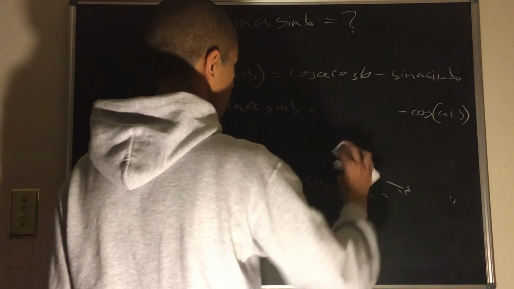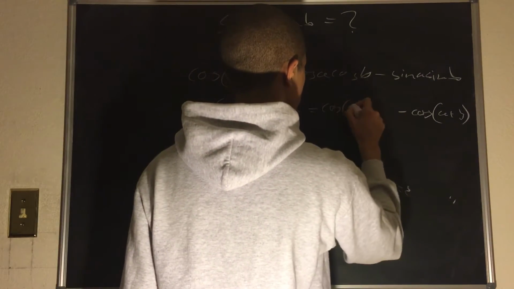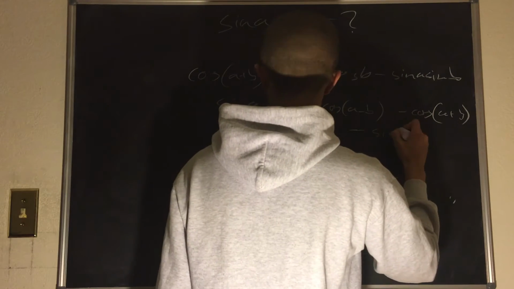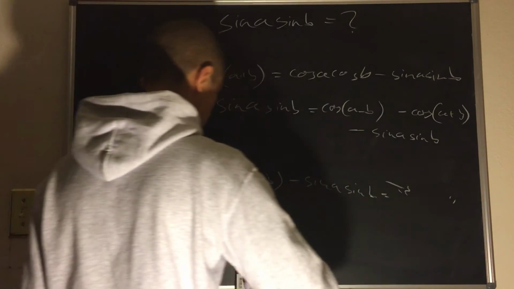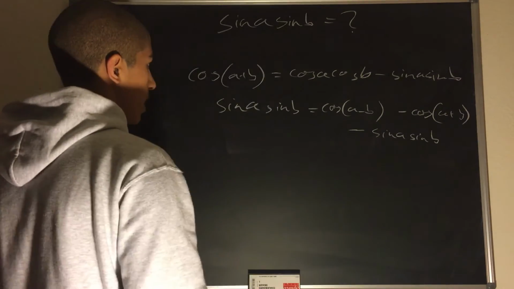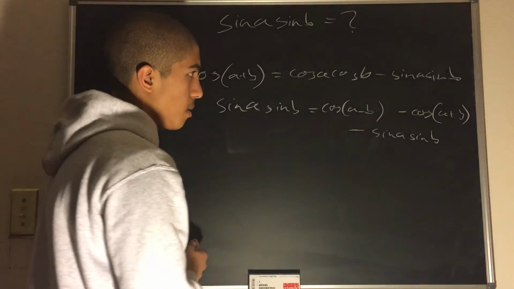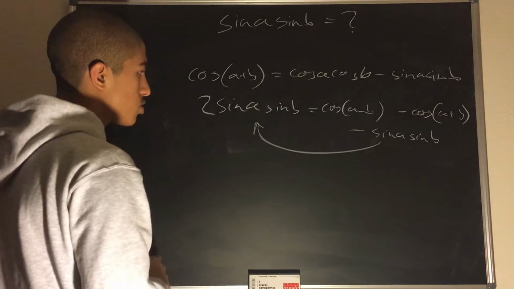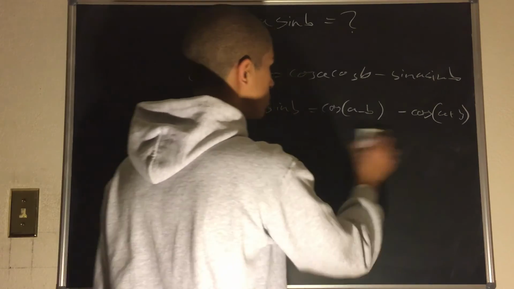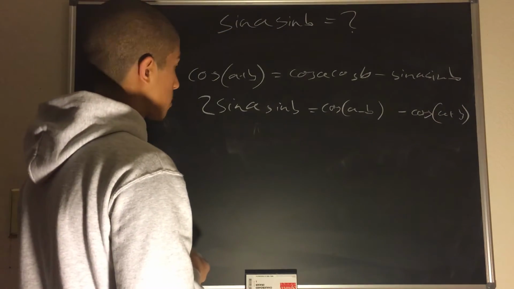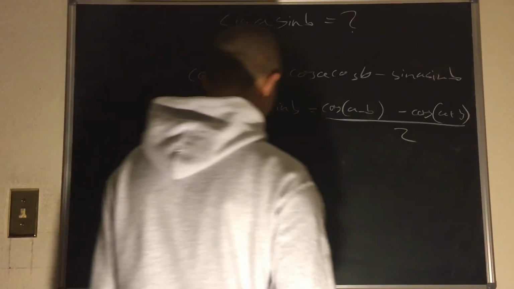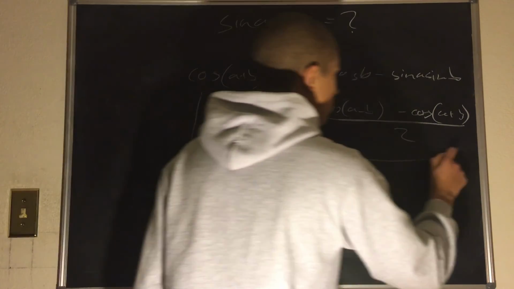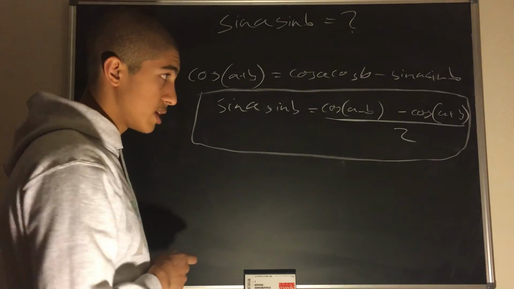We replace cos A cos B with cosine of A minus B minus sin A sin B. And then we have sin A sin B is equal to cos of A minus B minus sin A sin B minus cos of A plus B. Then we add, and then we have 2 sin A sin B is equal to cos of A minus B minus cos of A plus B. And then all we must do is divide by 2, and then we have our final expansion for sin A sin B, which is cos of A minus B minus cosine of A plus B, all divided by 2.